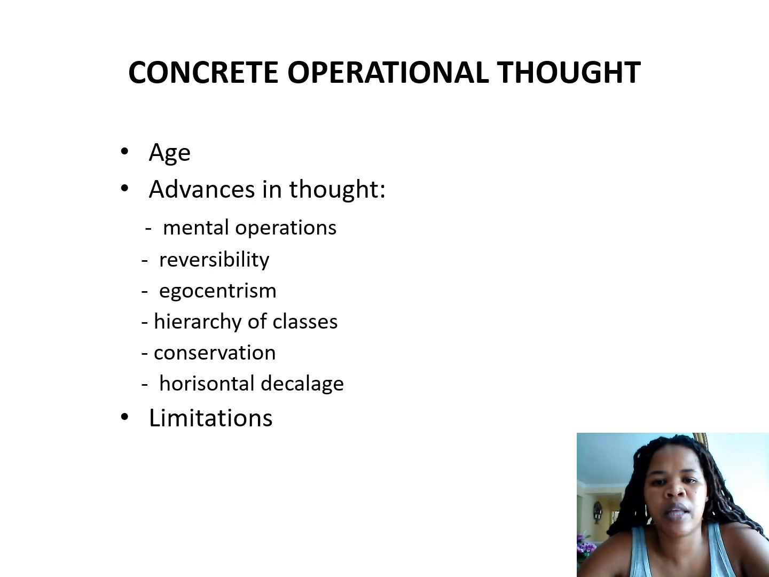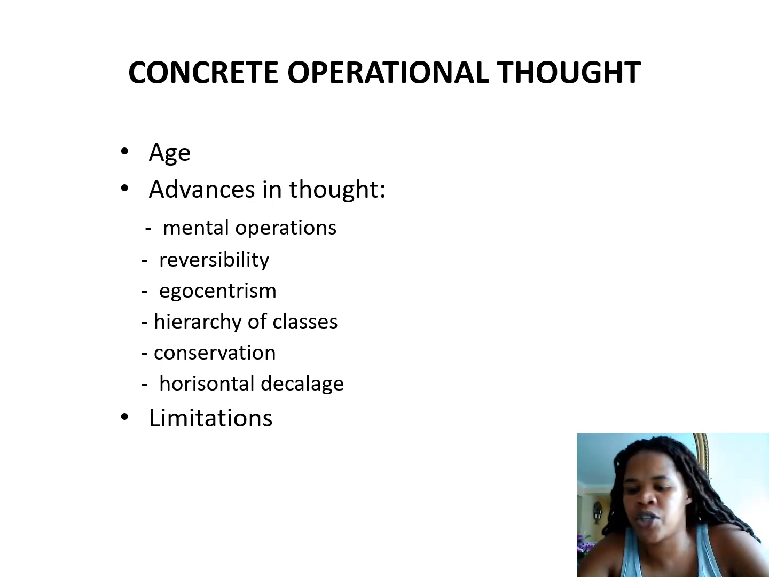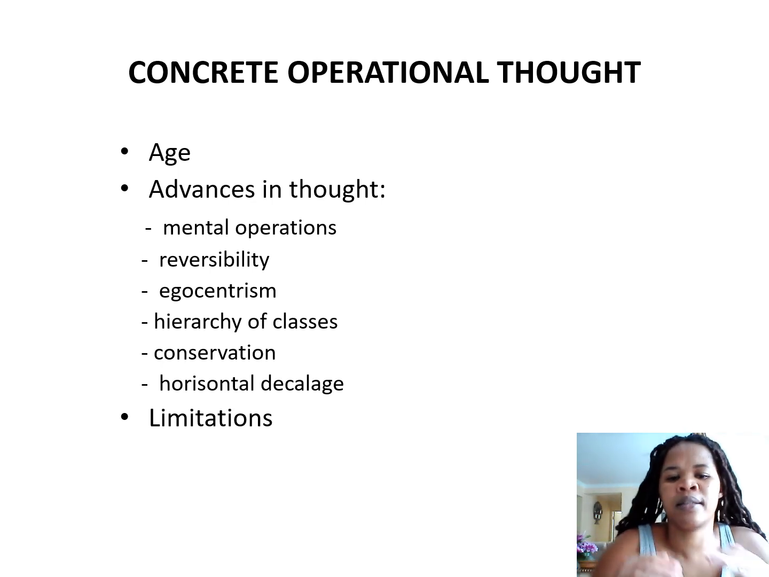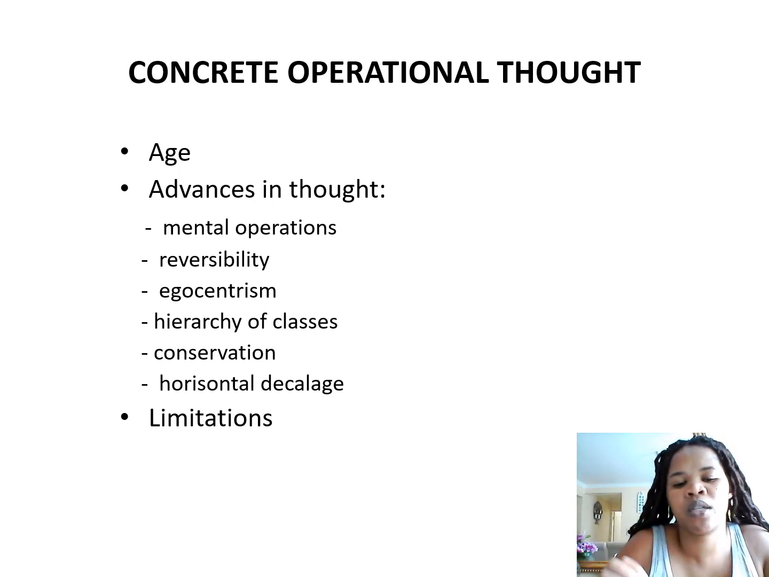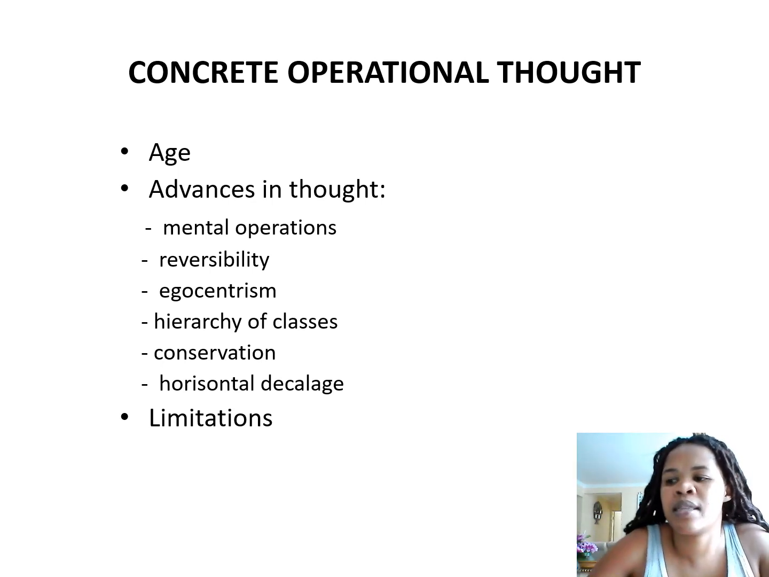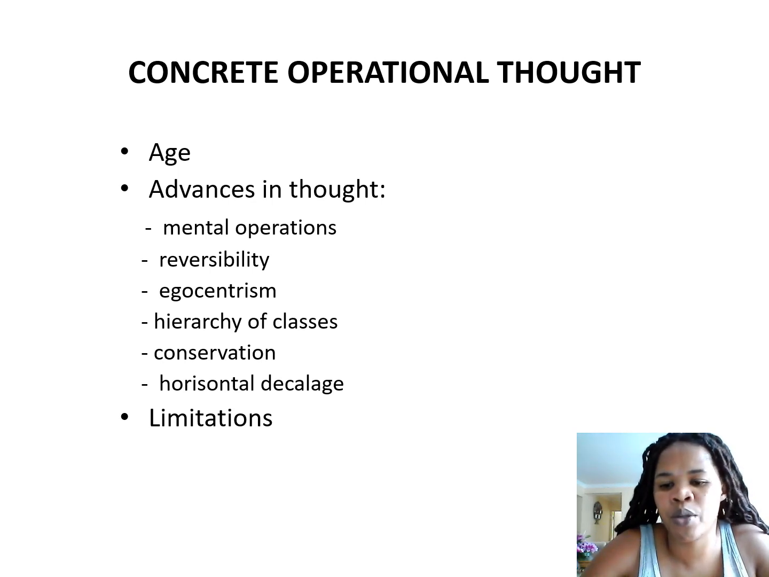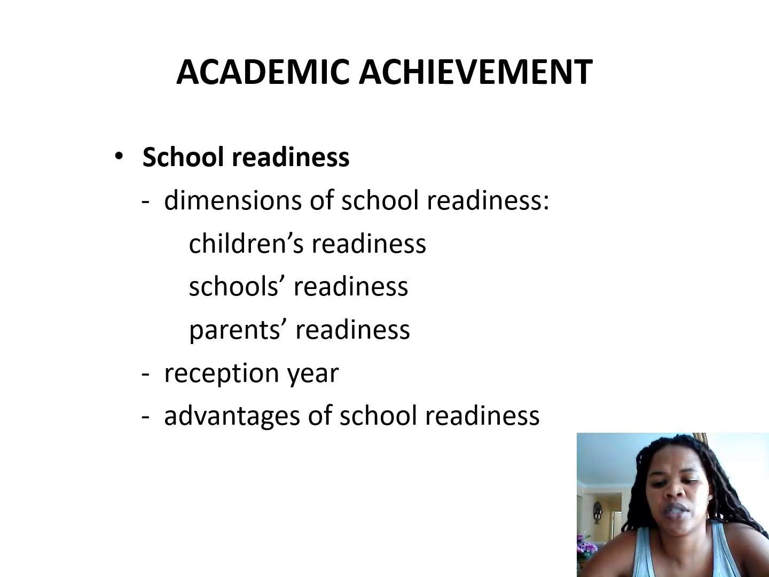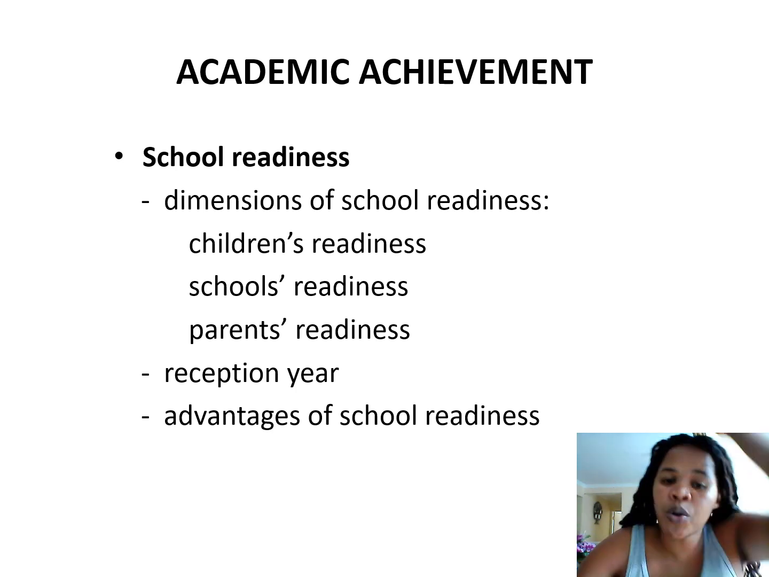The concrete operational thought, it's the age there is around when they are very concrete, 2 to 5. Advantages in thought, mental operations, reversibility, egocentrism, hierarchy of classes, conservation. So that's how they are. They start to be more organized in their thinking and in what is important and what needs to be remembered, and what are the things that don't need to be remembered in those stages. And of course there are limitations because they are still growing. Then academic achievement, school readiness tests.